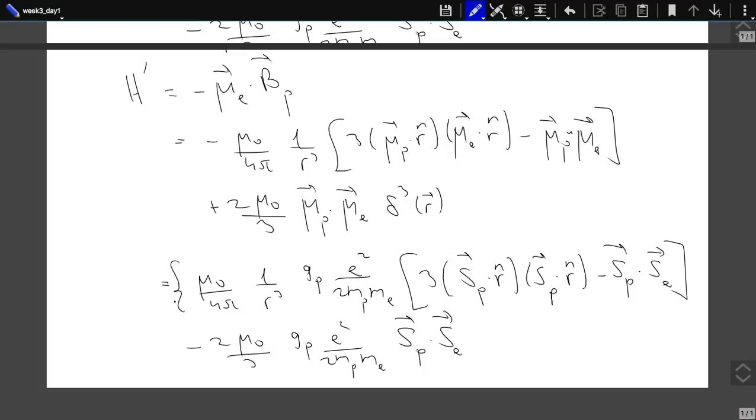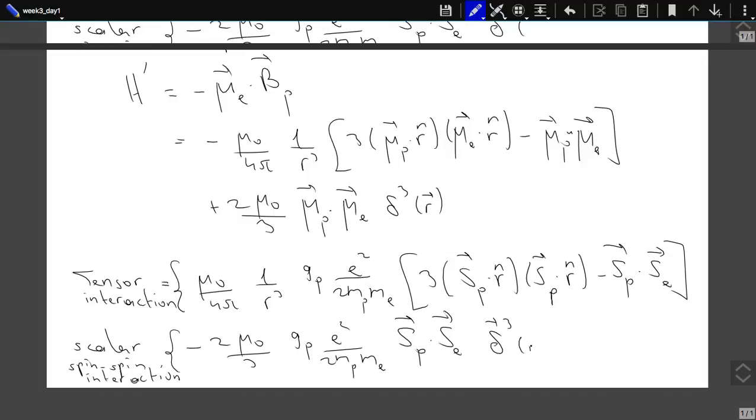Now, this is called the tensor interaction. Did you hear the word tensor before? And this is called the scalar, spin-spin interaction. Now, of course, here we have the Dirac delta. No, there's no vector sign. So we have the Dirac delta x times Dirac delta y times Dirac delta z. It's a product of 3 Dirac deltas.